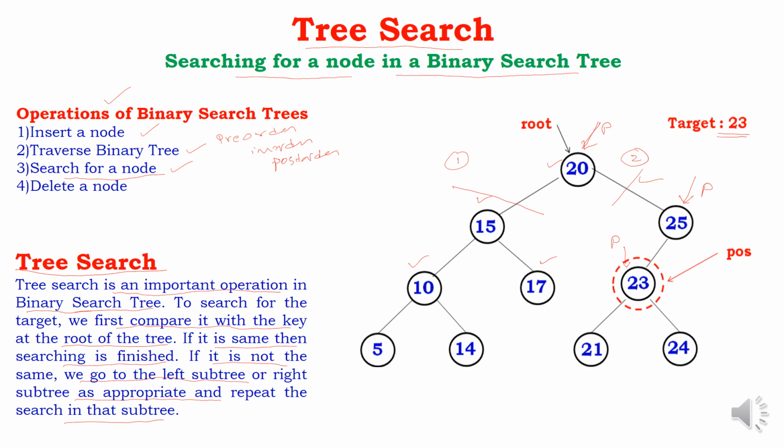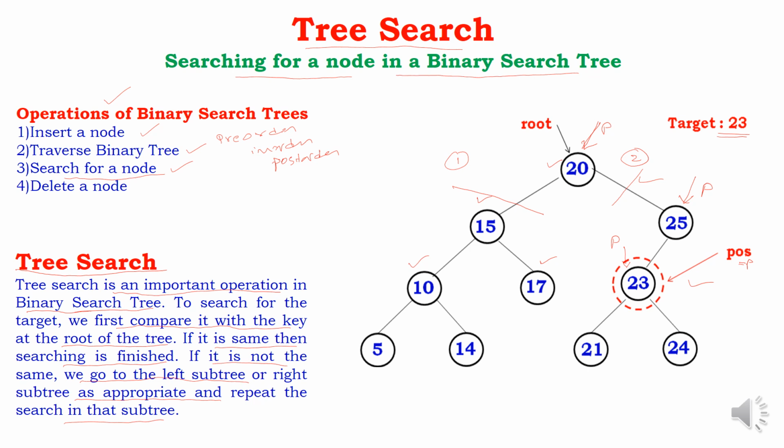We compare whether P data is equivalent to the key. What is the target value? 23. Is P data equivalent to our target? Yes, it is. So position is assigned P. P is now pointing to 23, and P is our position of the target node. In this way, we can search for a target element in a binary search tree.